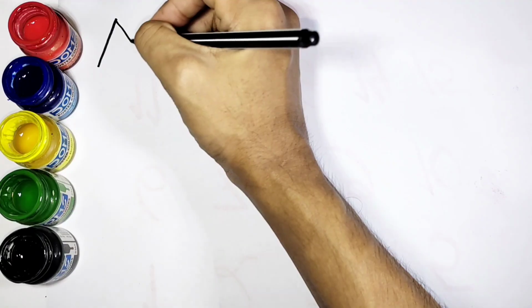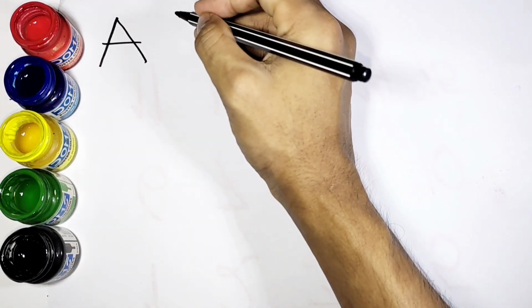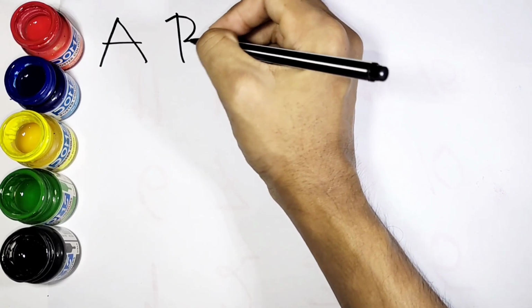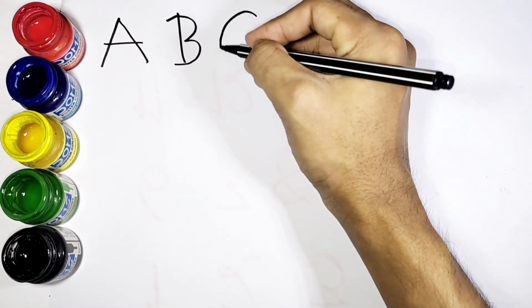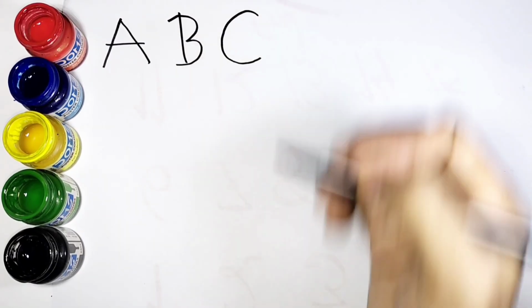First we draw the alphabet of A. A for apple, A for ant. The next one is B. B for ball, B for bat. And the next one is C.